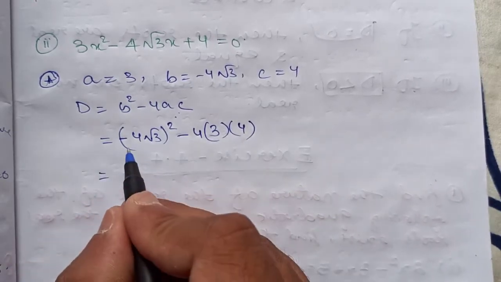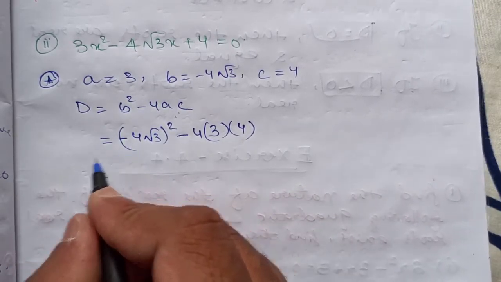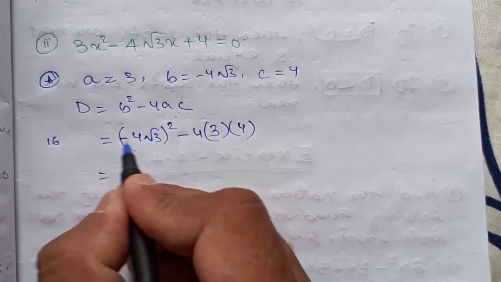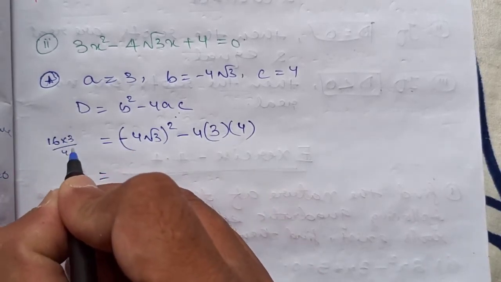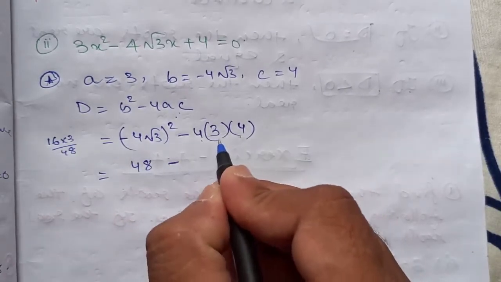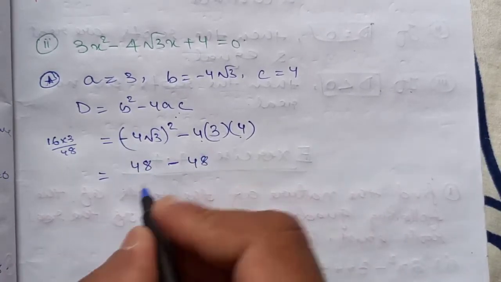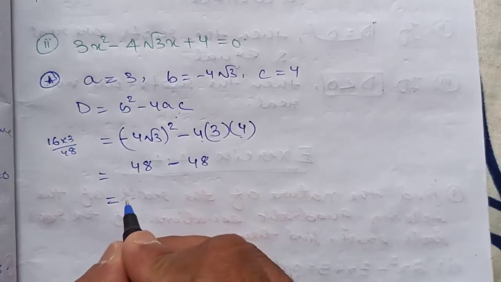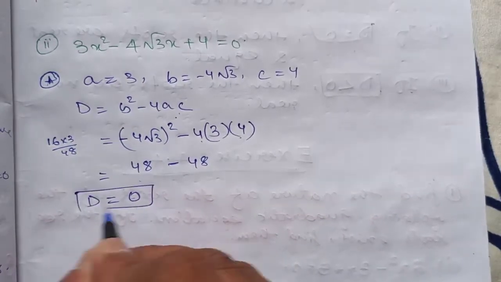Now open the bracket: minus minus plus, 4 4s are 16, root 3 square is 3, 16 3s are 48, we will get 48. Minus 4 into 3 into 4, that is 16 3s are 48. Okay, both are same, so 48 minus 48 is 0. That is d equals to 0.